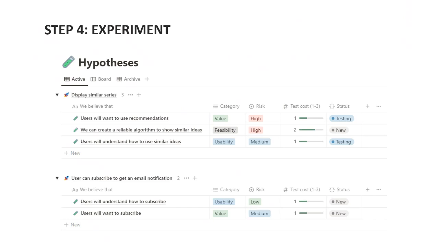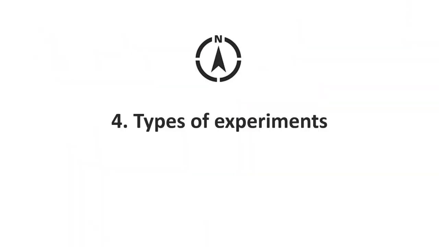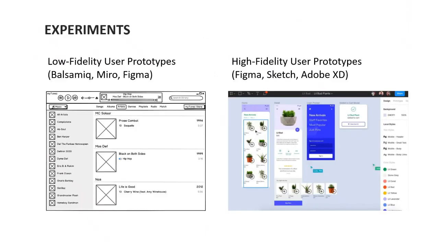And let's quickly discuss different types of experiments. The classification that I will present was proposed by Marty Cagan. I will add some additional comments. There are four basic types of experiments. The first one is low fidelity user prototypes. Low fidelity means that you can test UX and behavior, but it doesn't really look like a product. A tool that I was using in the past is, for example, Balsamiq, but you can also create those prototypes in Miro or in Figma.